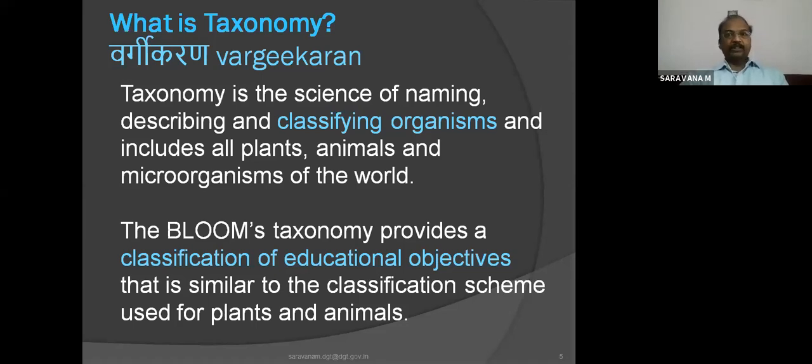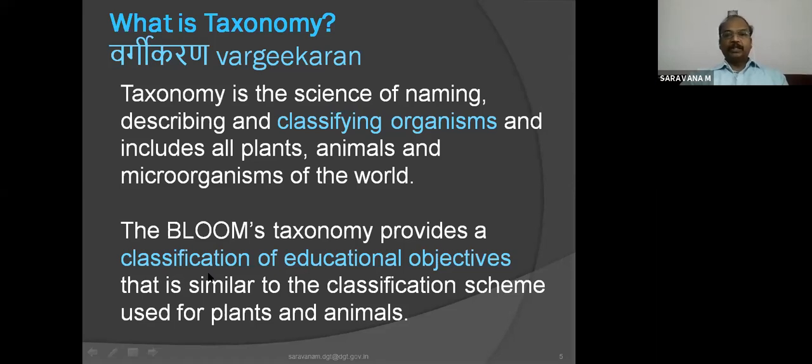So all these three elements are included in Bloom's taxonomy of education objectives, like one cognitive domain, the next one affective domain, the third one is psychomotor domain. Let us see how this has the relationship with our training definition.